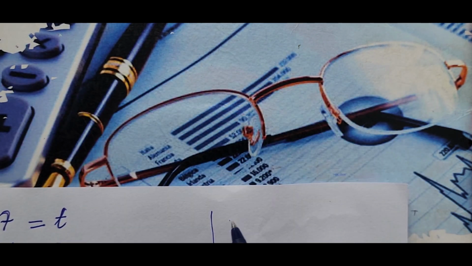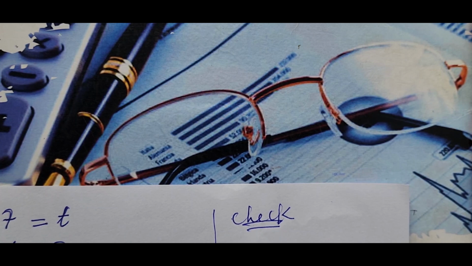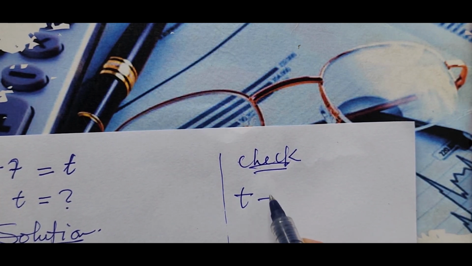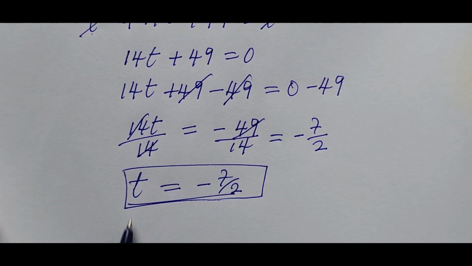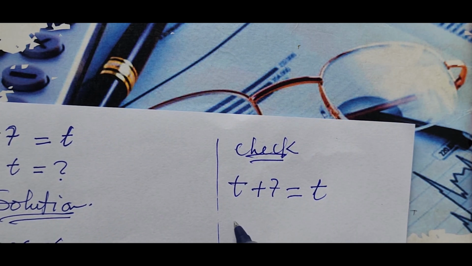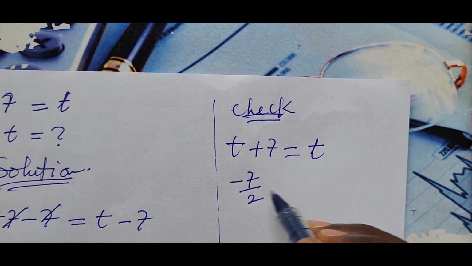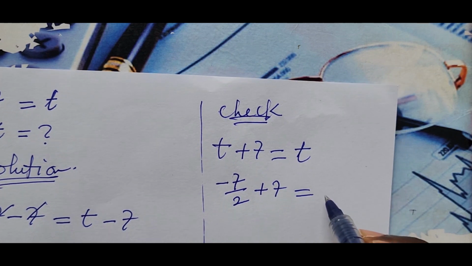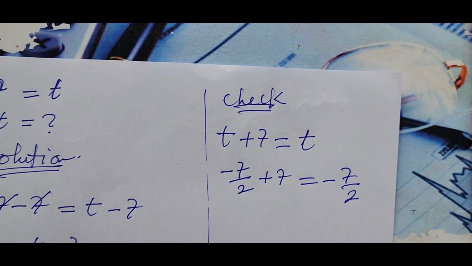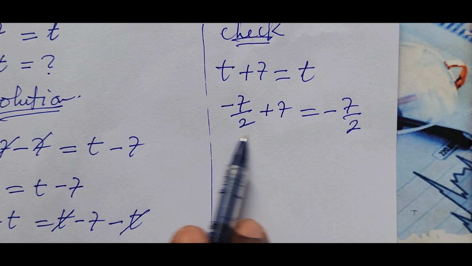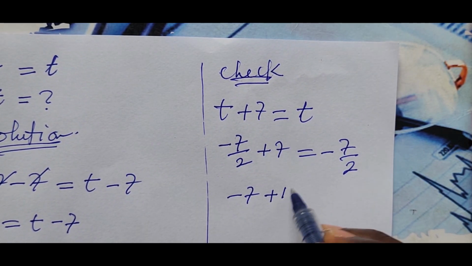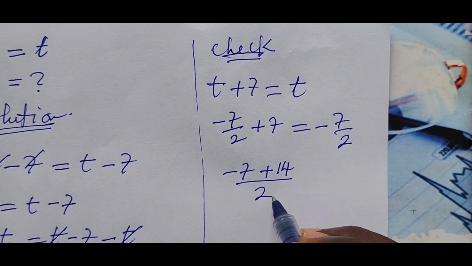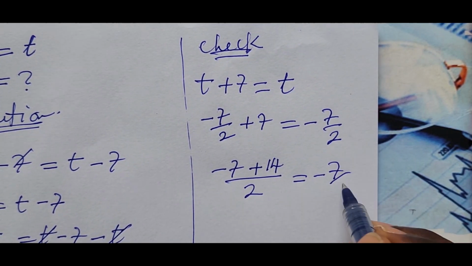So let's take a check on this other side. Okay, so we have here check. Taking our check, we have t plus 7 equal to t, right? So we said the answer we solved for is t equals minus 7 all over 2. If we do that, this is going to give us minus 7 all over 2 plus 7 equals minus 7 all over 2. And so what will happen here, we factorize this. If we do this, this is going to give us minus 7 plus 14 all over 2 equal to minus 7 all over 2.